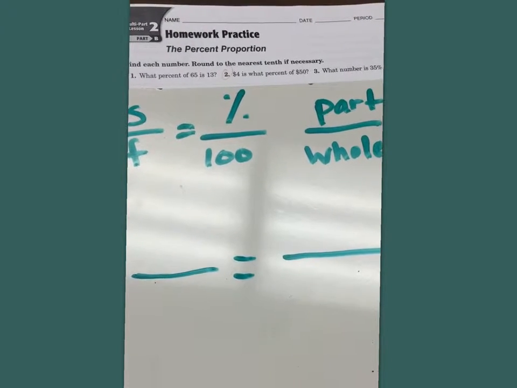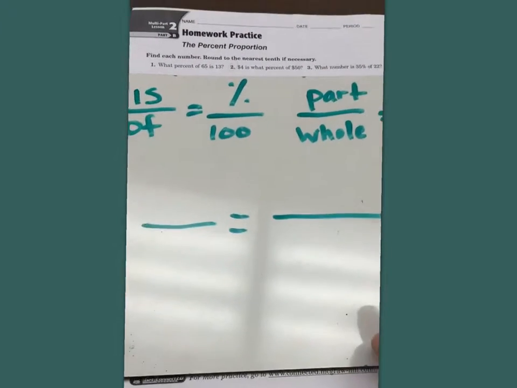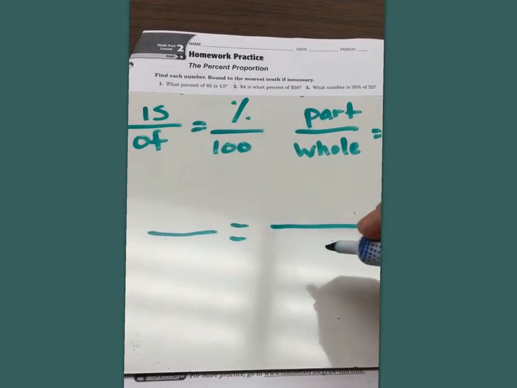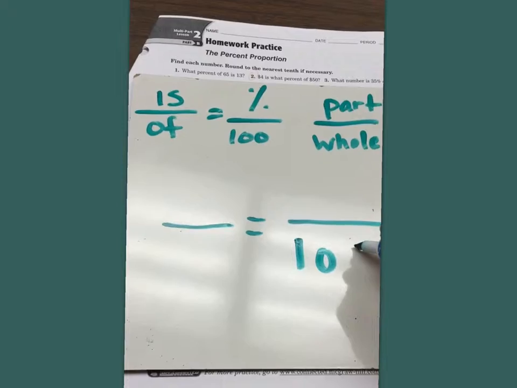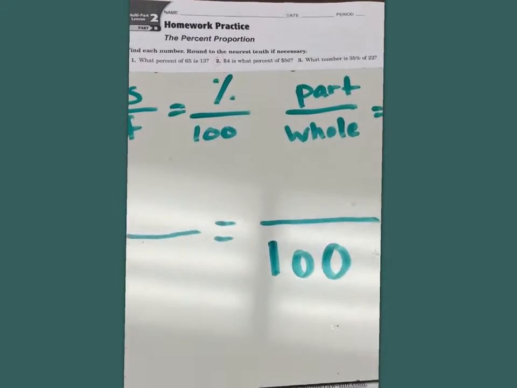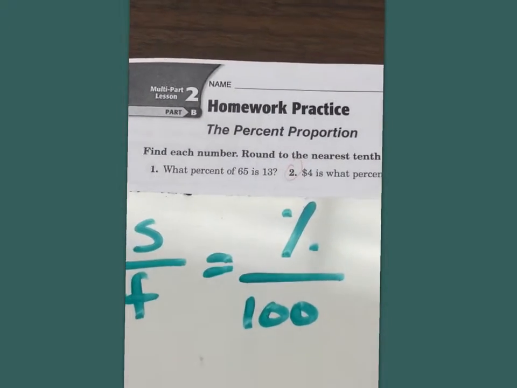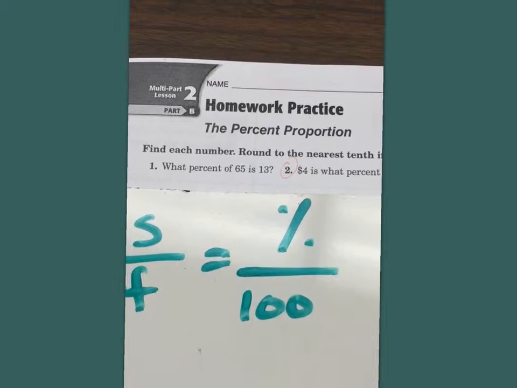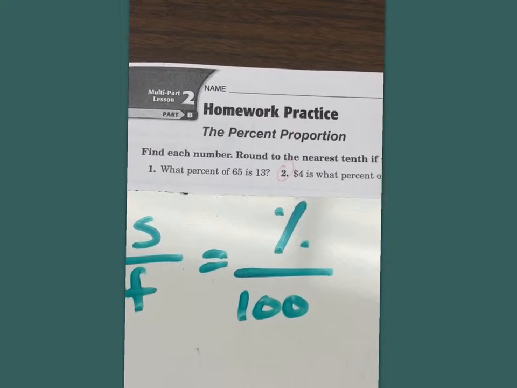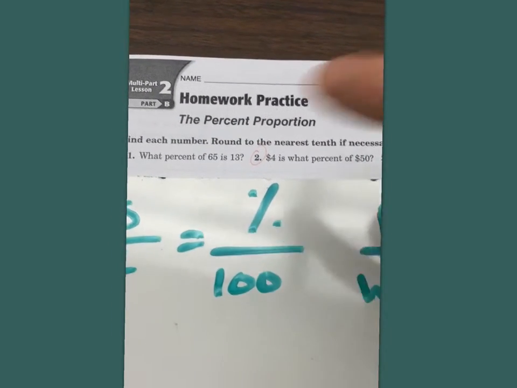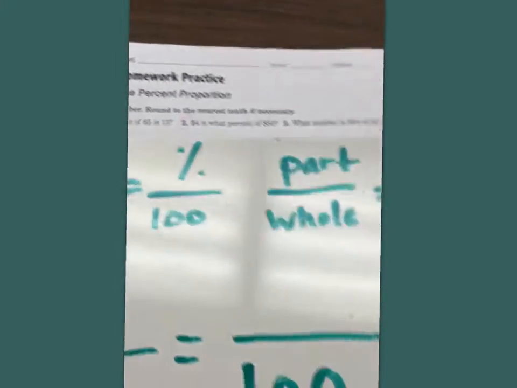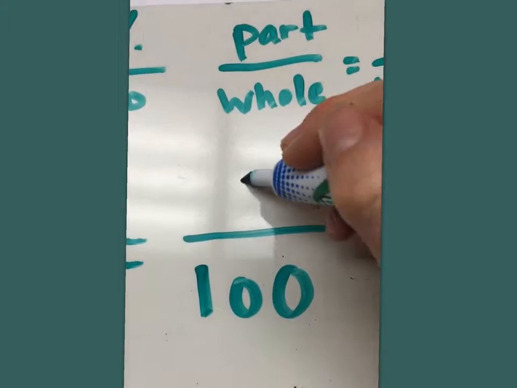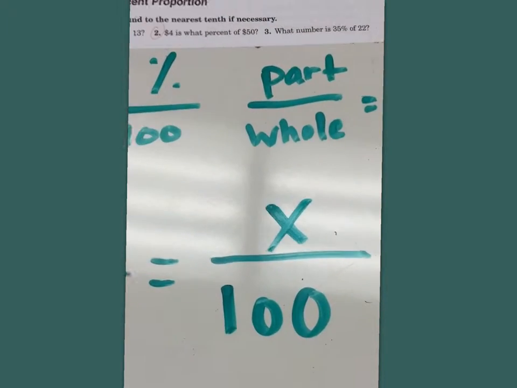Now, what I like to do is I always know that without fail, 100 is going to go in the bottom right. I always fill that in right away. Then I look back at the question. What percent of 65 is 13? Well, right here, I know that they're asking for percent. That's what I'm trying to find. So I can put my x right where the percentage would go.